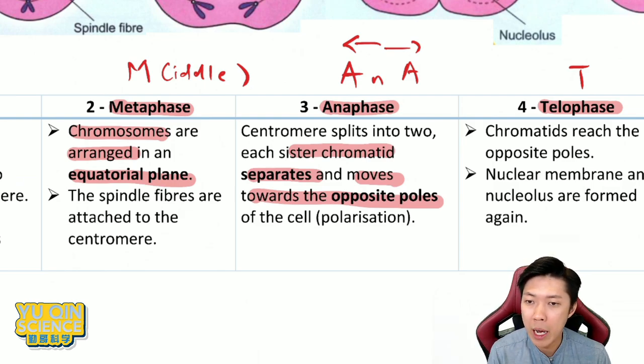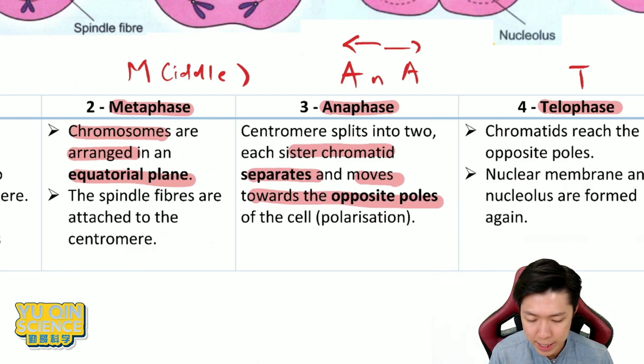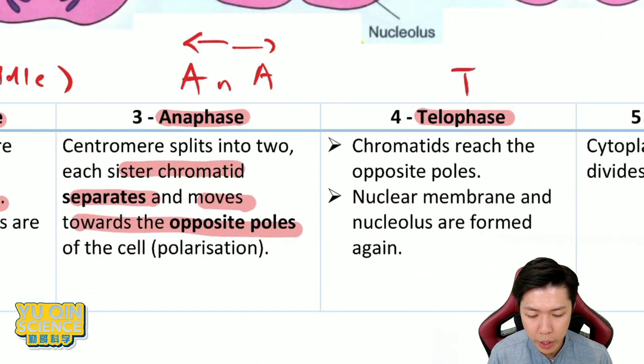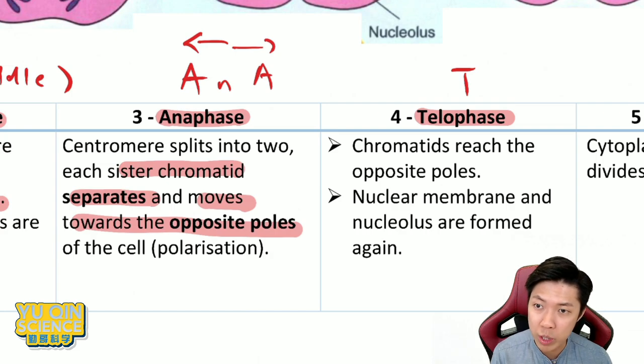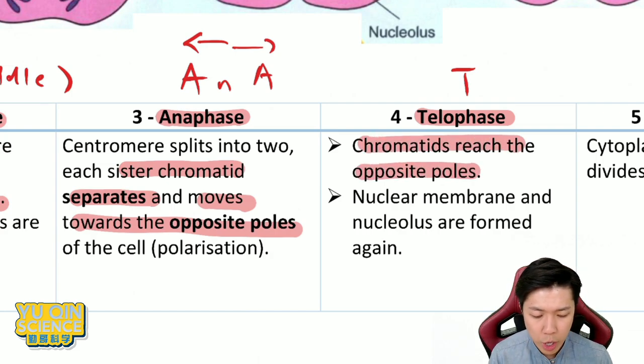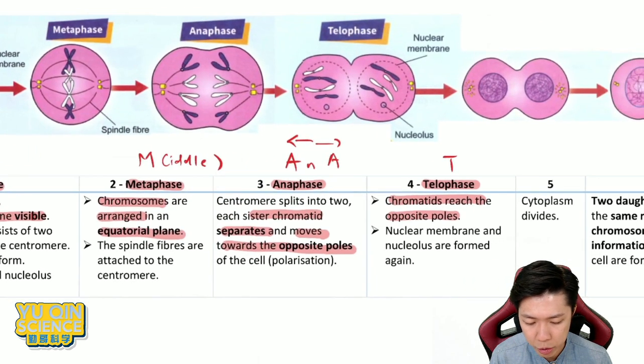That's how I remember it. They go to the opposite side of the cell, I mean the nucleus. Okay, so ana means separate. Next one, telo. Telo is the last stage where the cell appears to divide into two cells, separating. So chromatids reach the opposite pole, and the nuclear membrane and nucleolus form again. Everything gets back to usual.